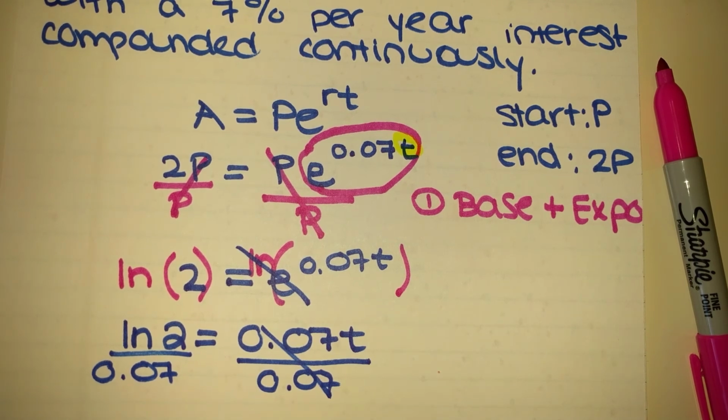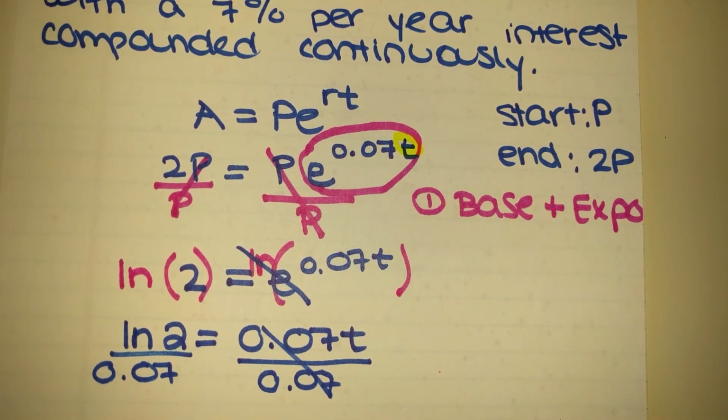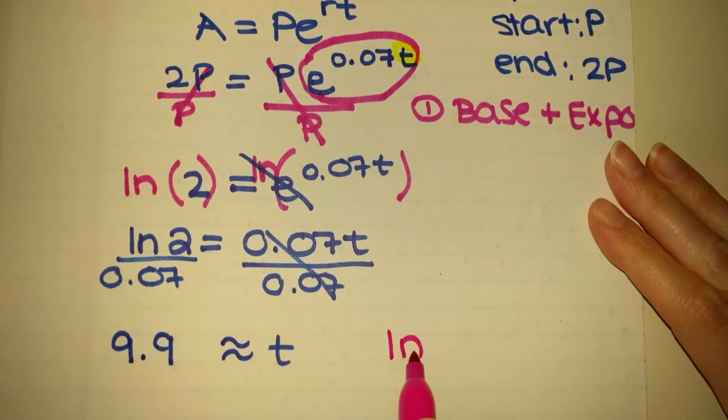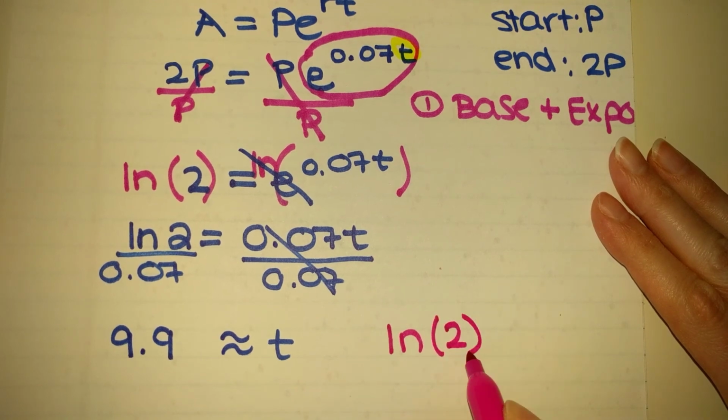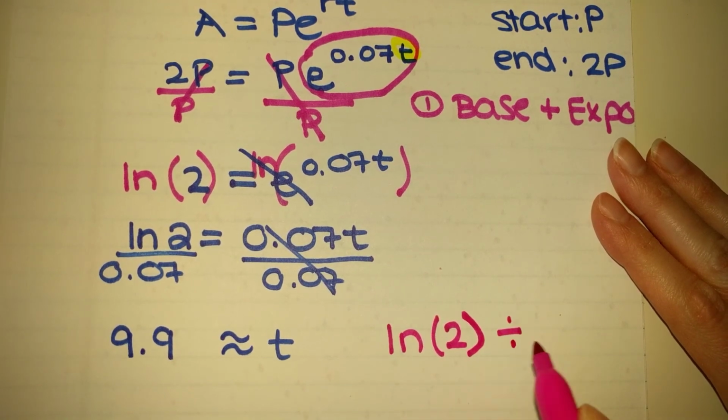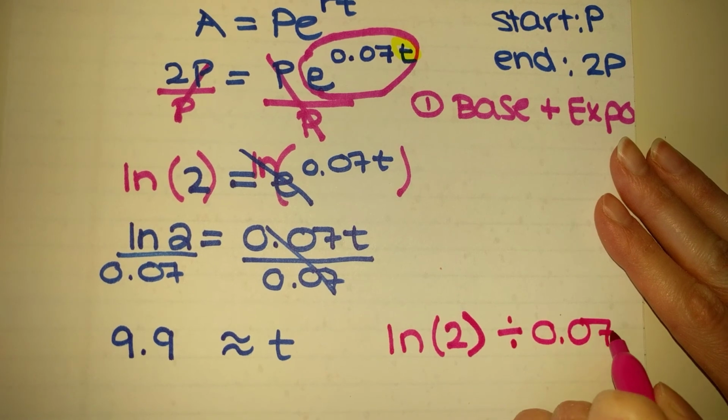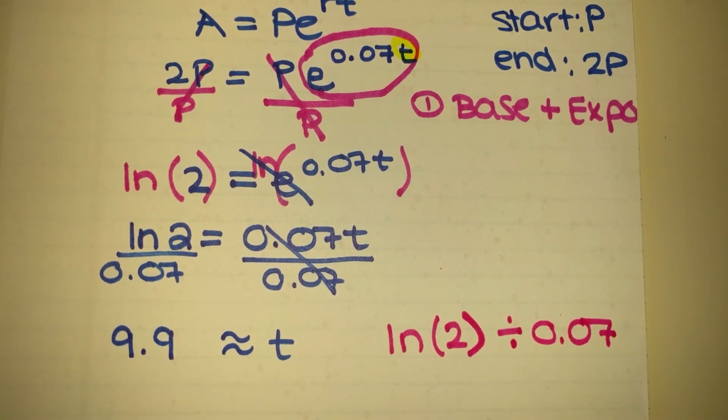And when we compute that, we will get 9.9. And again, as I said before, just be really careful when you plug this in on your calculator, because it's natural log. You enter your argument, then hit the division button, then hit the 0.07. And you should find that t is approximately 9.9.